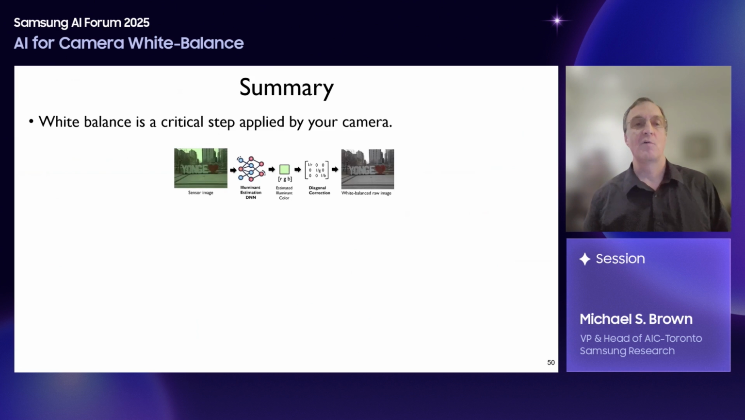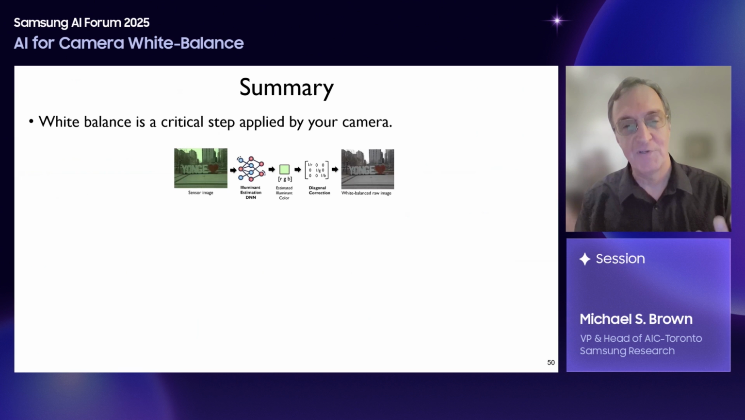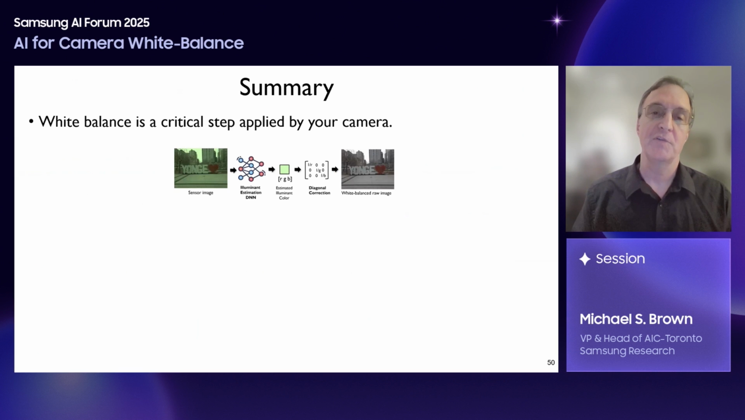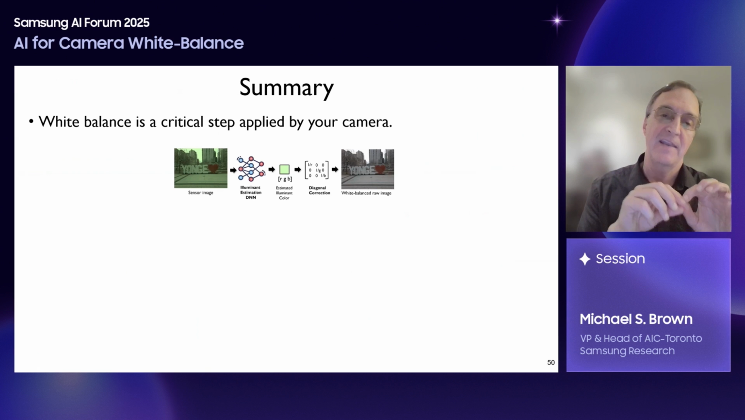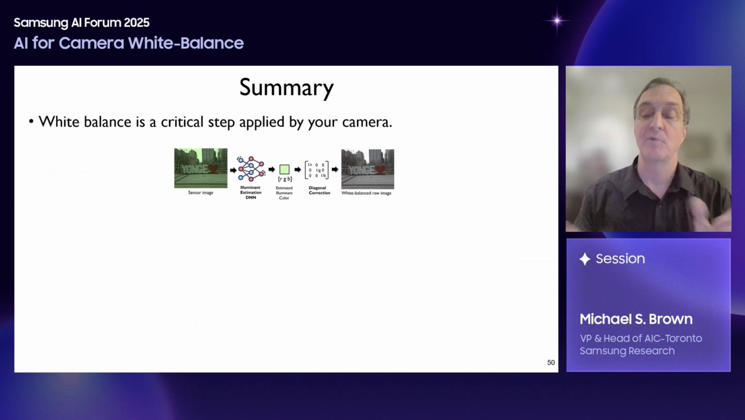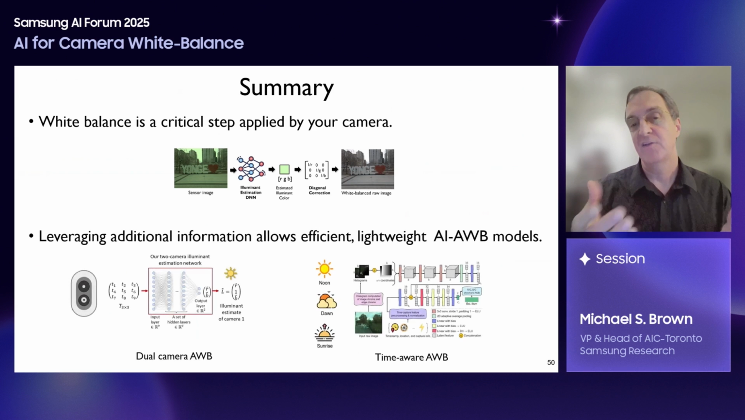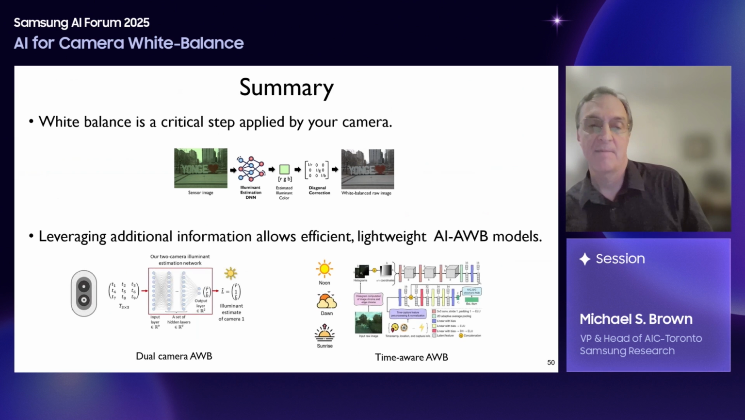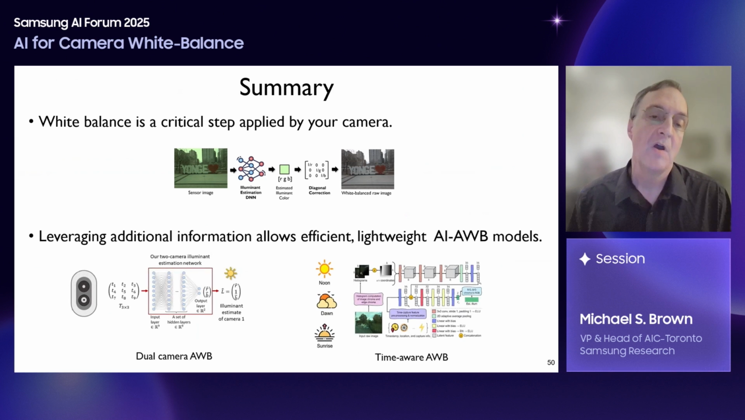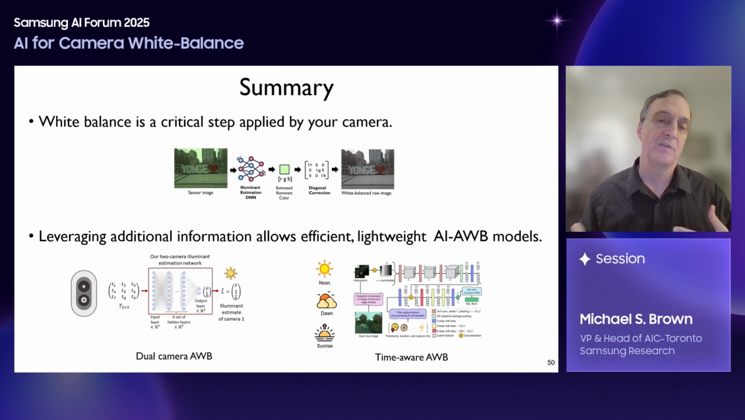Okay, so white balance, I hope you understand it a little bit better. It's a critical step that you have to apply for every image that you take. And if you don't get it right, the image colors will look incorrect. And I talked about two methods that came out of our lab here at Samsung in Toronto, where we looked at ways we can use additional information to have very lightweight AI white balance methods.